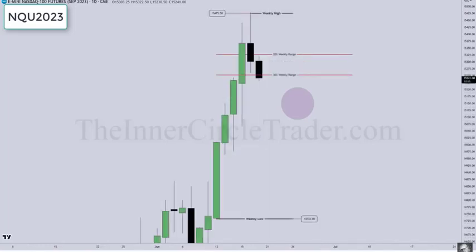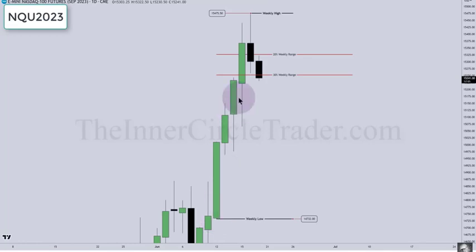All right, here's the NASDAQ September contract daily chart. We can see that this candlestick here makes the high of the week, and the high comes in at 15,475 and a half. And then we trade down into the range between 20 and 30% of the entire weekly range, the weekly range being the high here and the low here.